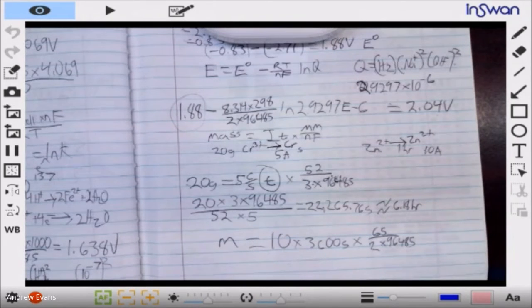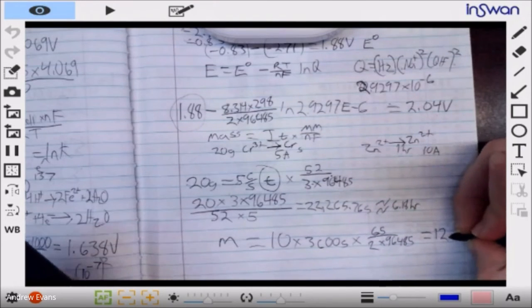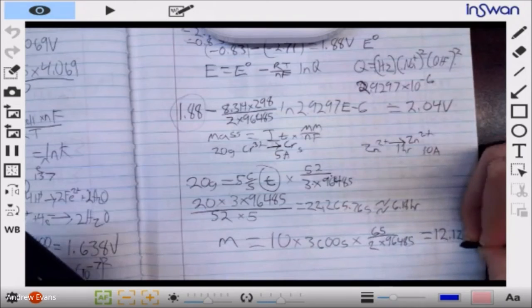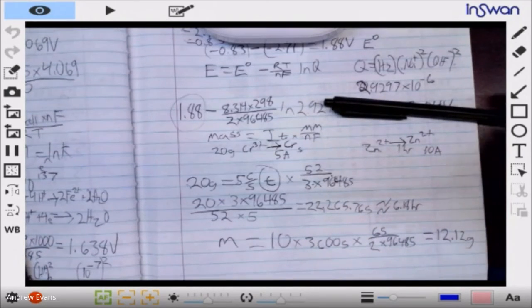So doing that, how much could be electroplated? 96485. You would be able to electroplate 12.12 grams within an hour. Now, even though zinc is a little bit heavier, we're electroplating a lot less, but it's also higher current and less electrons that need to be transferred.